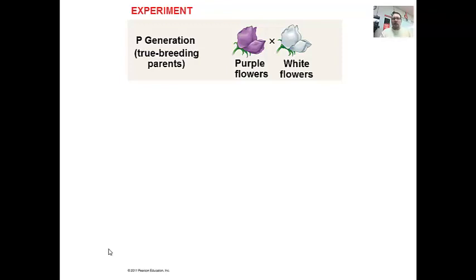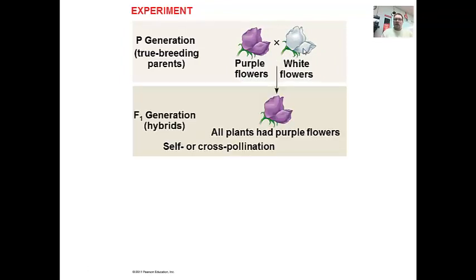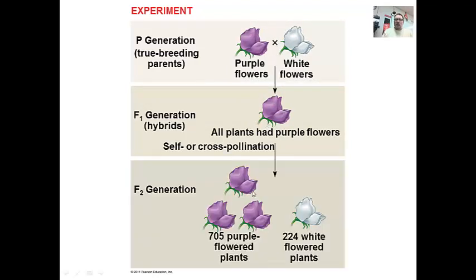Here's our P generation. These are true breeding homozygous dominant purple. These are true breeding homozygous recessive white. The first generation was all purple flowers. The second generation, though, had a 3-to-1 ratio of purple to white.